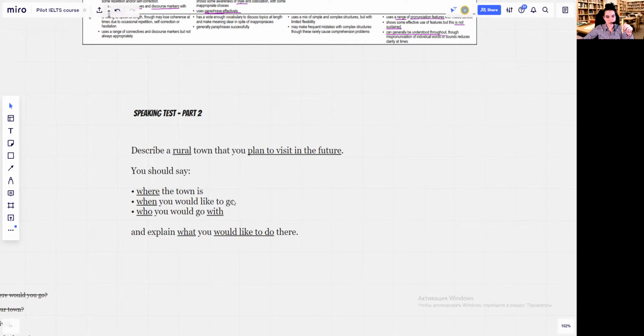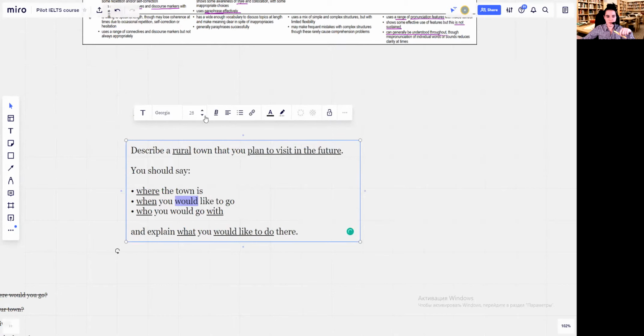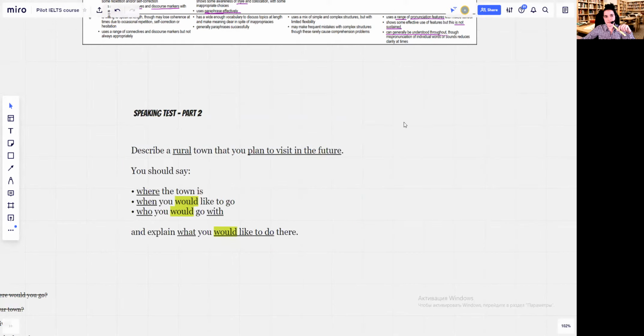You might have noticed that there is lots of would verbs here. When you would like to go, who you would go with, explain why, what you would like to do there. Now, this is not something to ignore, because if you don't talk about your personal plans and preferences about this trip, you will not score very well on fluency and coherence.